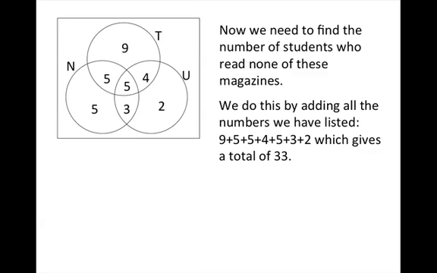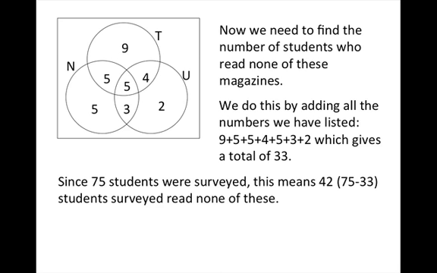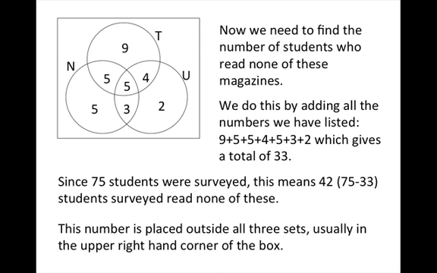Well, the problem told us that we surveyed 75 students. So that means that 42 students, and I get that from the 75 minus 33, those 42 students do not read any of these magazines. This number is placed outside all three sets, and usually we place it in the upper right-hand corner of the box, but you can put it anywhere you want.